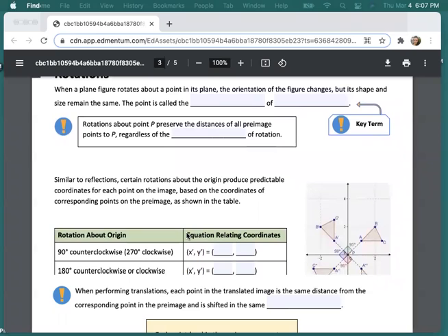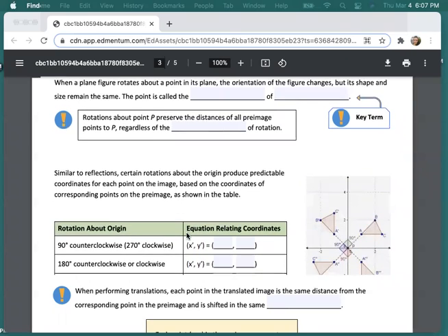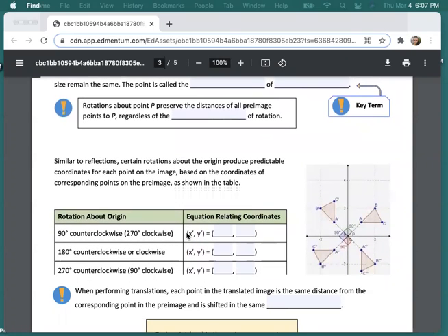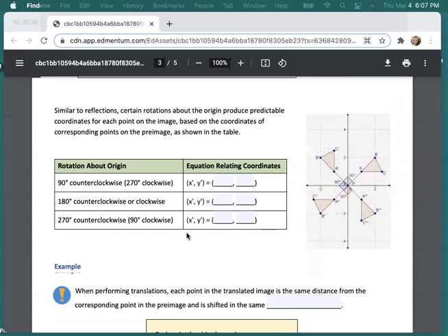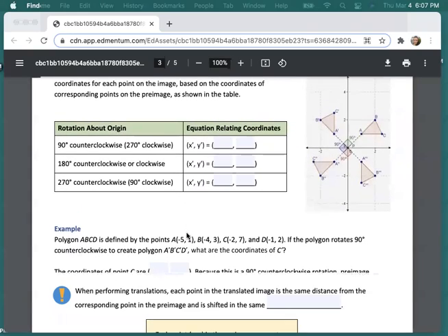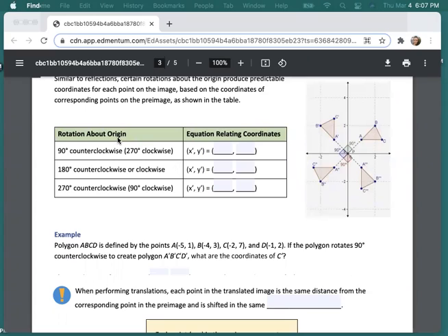Okay, so rotations can be around a point and along different degrees. So let's look at this down here. These are all rotations about the origin. The origin is the point in the middle.